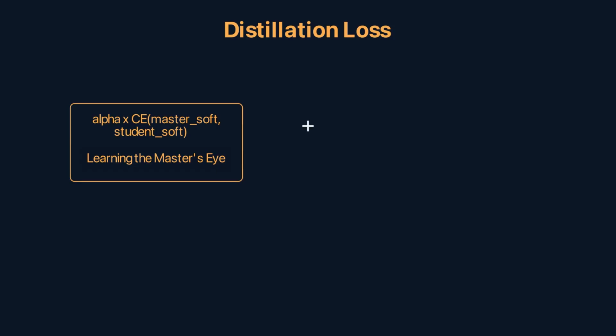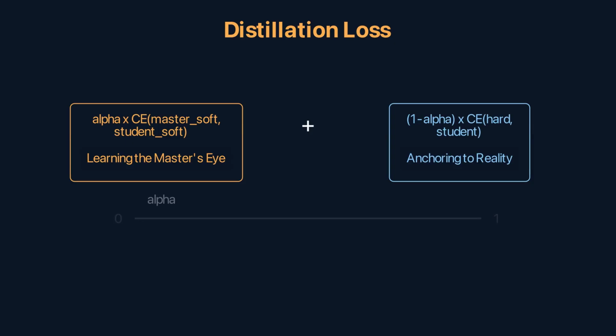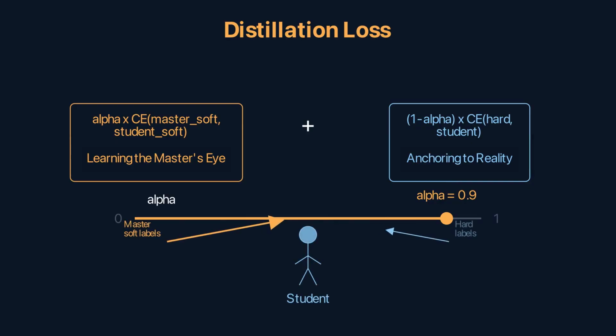The loss combines two signals. Cross-entropy between master's soft predictions and student soft predictions at temperature T, learning the master's eye. Plus cross-entropy between hard labels and student's predictions at temperature 1, anchoring to reality. Alpha near 0.9, mostly trust the master.